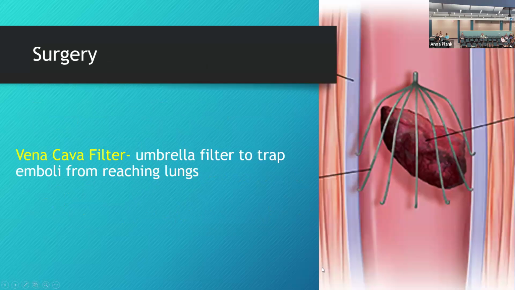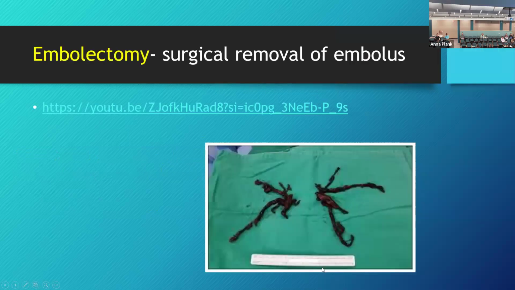Okay. There's something called a vena cava filter that you can put in. So if you're somebody who is at risk for clots or you have a history of them, they can put this little filter in and it'll catch them. Keep them from going back to the lungs.